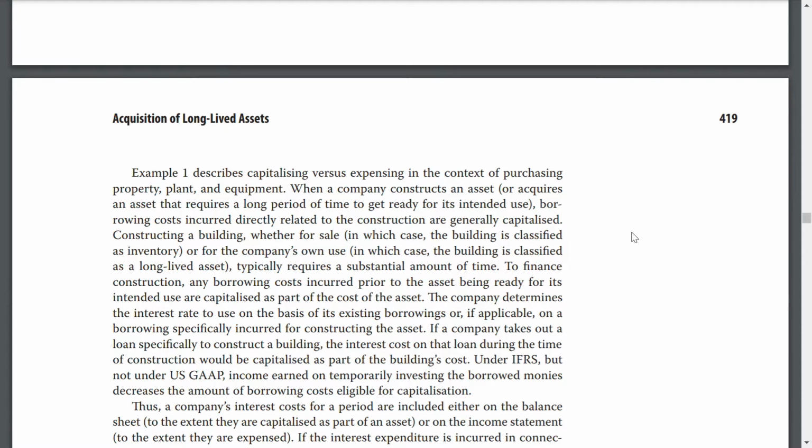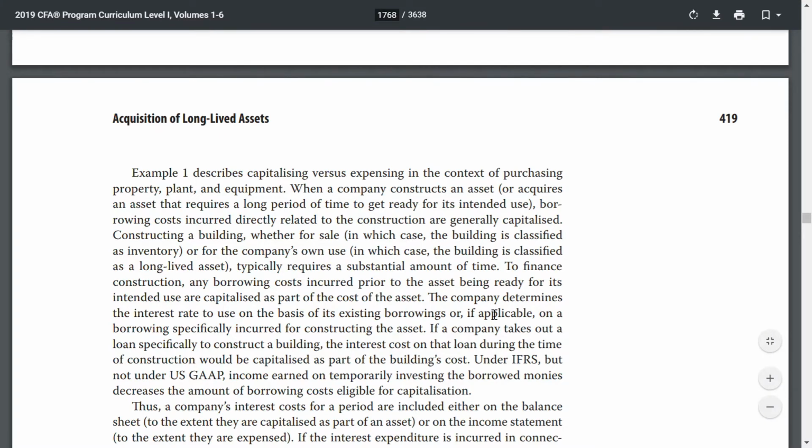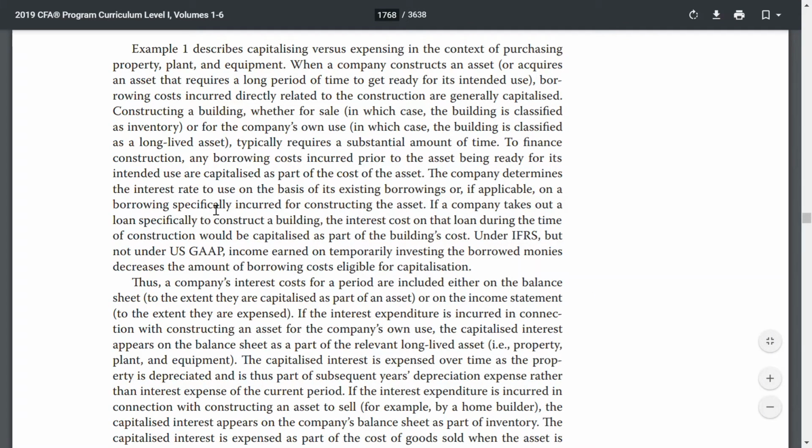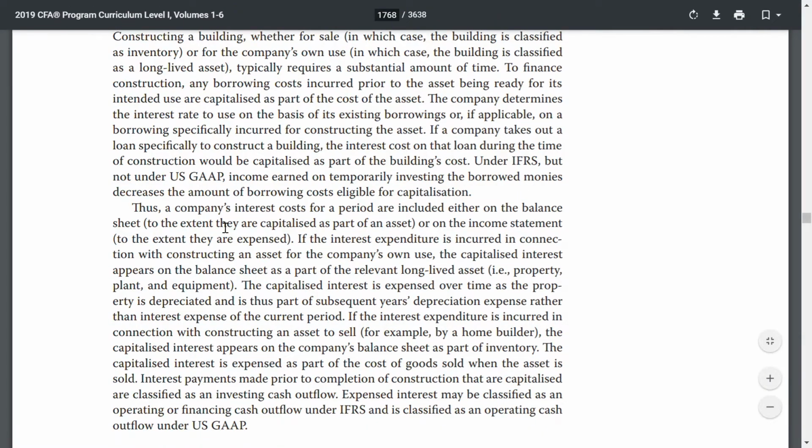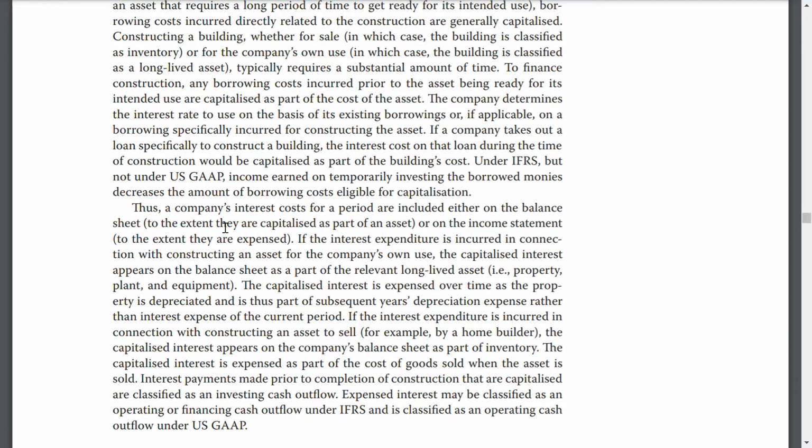When a company constructs an asset, borrowing costs incurred directly related to construction are generally capitalized. Constructing a building, whether for sale or for the company's own use, typically requires a substantial amount of time and financing, and borrowing costs incurred prior to the asset being ready for its intended use are capitalized as part of the cost of the asset. The company determines the interest rate to use on the basis of existing borrowing or, if applicable, on borrowing specifically incurred for constructing the asset. If a company takes out a loan specifically to construct the building, the interest costs on the loan during the time of construction will be capitalized as part of the building cost.